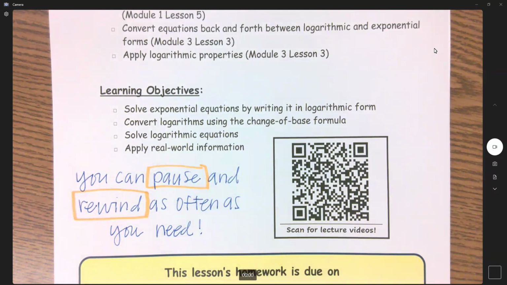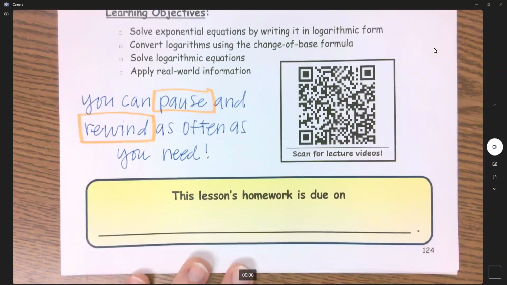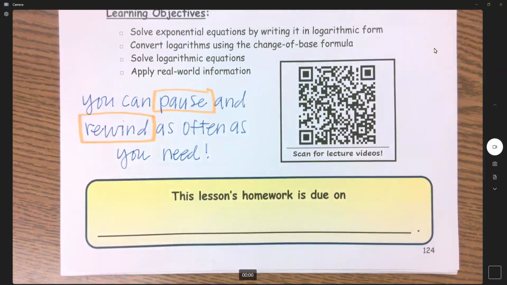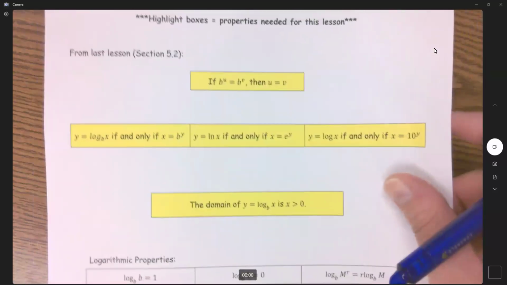As a reminder, you can pause and rewind as often as you need, so this lecture is at your pace. And then you need to look at your course calendar or schedule to see when this lesson's homework is due. In this intro video, I want to go ahead and go to the next page.